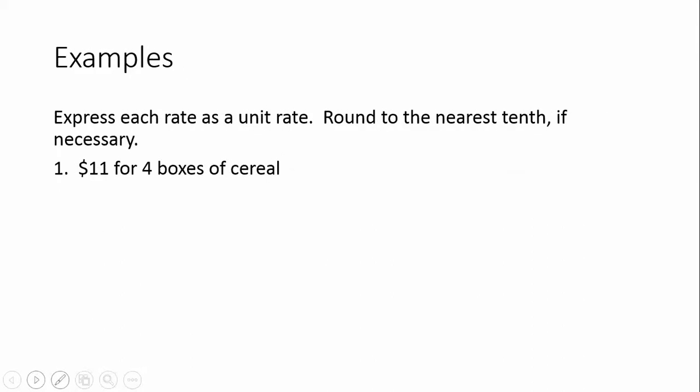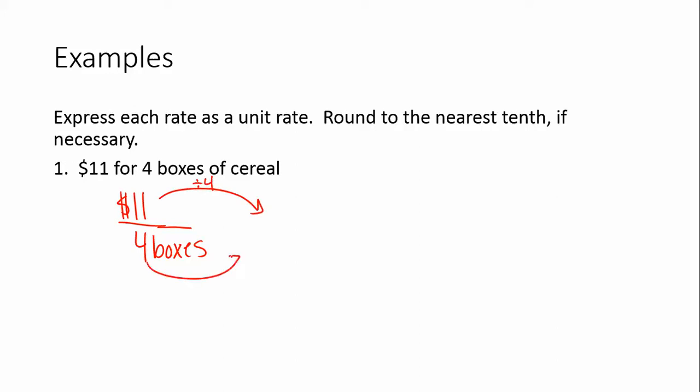We want to express the rate as a unit rate, and then we need to round to the nearest tenth if necessary. So we have $11 for 4 boxes of cereal. That's 11 for 4. And we want to write units here, so I'm going to put the dollars and I'm going to write boxes. So it's $11 for 4 boxes. And it said to express in a unit rate, we divide the top and the bottom by the denominator. So I'm going to divide by 4, and I'm going to divide by 4.